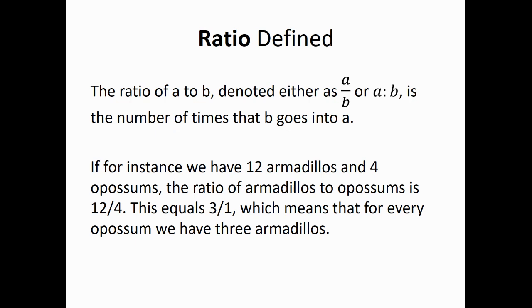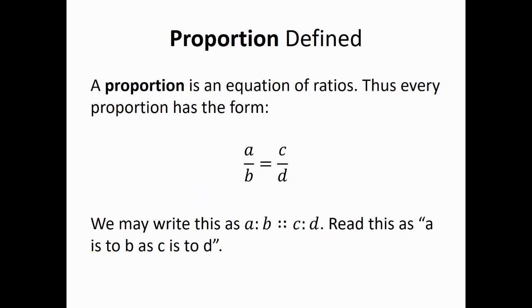So first of all, simply ratio defined. The ratio of A to B, where A and B, of course, are quantities, denoted either as A fraction bar B or A colon B, is the number of times that B goes into A. That's just definition. So for instance, if we have, and why not, 12 armadillos and 4 possums, the ratio of armadillos to possums is 12 to 4. And of course, 12 over 4 is also equal to 3 over 1, which means that for every possum, we have 3 armadillos.